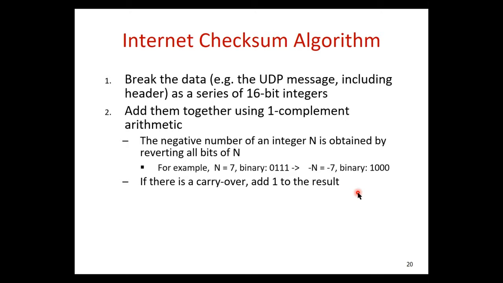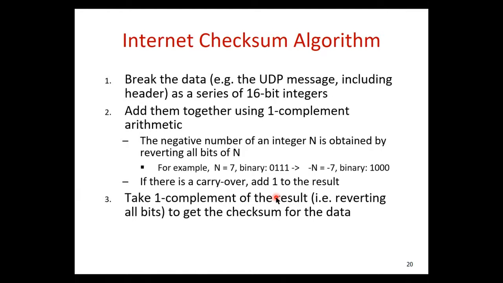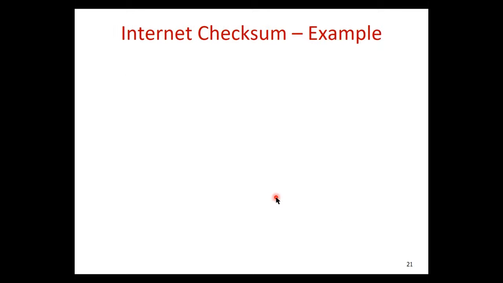So this is the one complement arithmetic, the way it works. And then you add all the 16-bit integers. And if there's a carryover, you add the 1 to the result. And then finally, you take the one complement of the result. That is, you revert all the bits again to get the final result, which is the checksum.